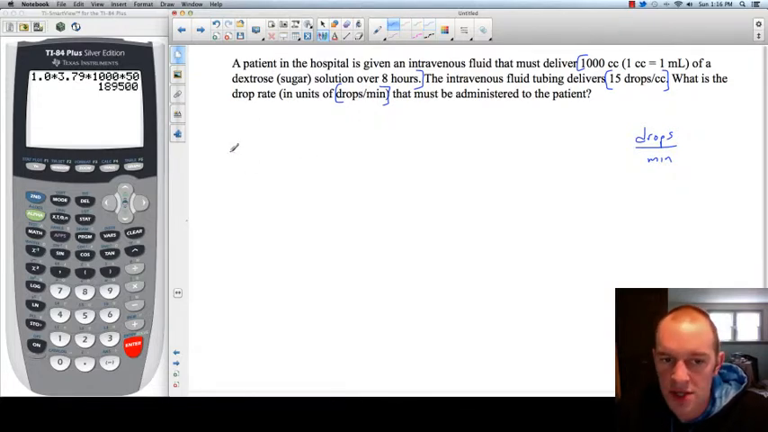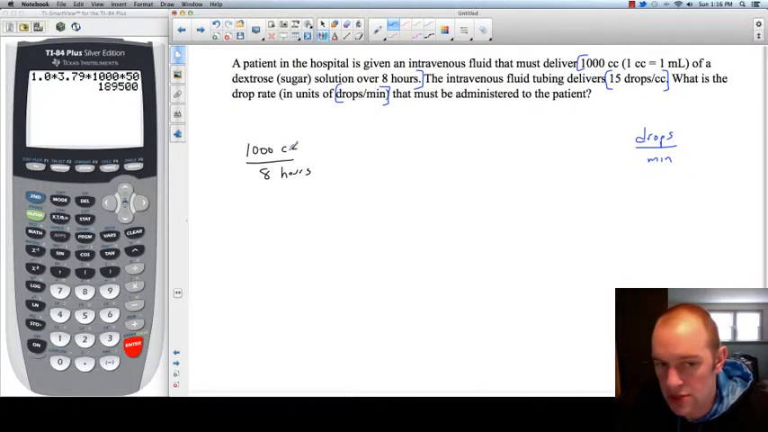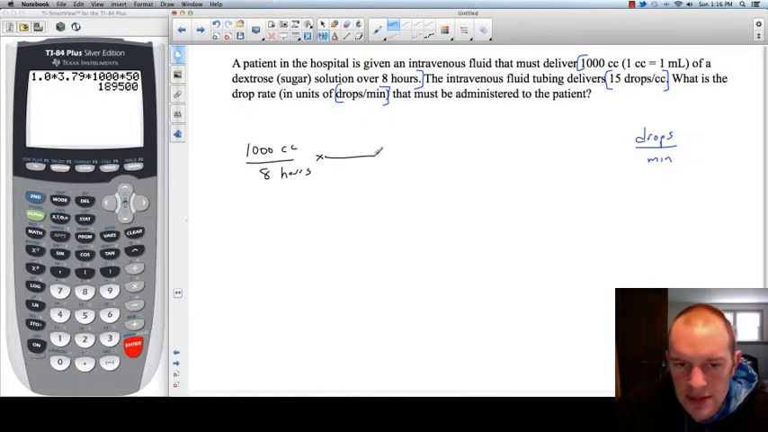So this is one of those situations where we're going to start with a rate of 1,000 cc's for every 8 hours. So I want you to notice we're starting with a rate of volume, or we've got a rate that's measured in volume per hours, cc's per hours, and we're trying to get drops per minute, okay, which is still amount per time, amount per time, amount per time. So what we need to do is we need to independently convert our cc's into drops, and we need to convert our hours into minutes. Okay, so let's go ahead and start with the hours first.